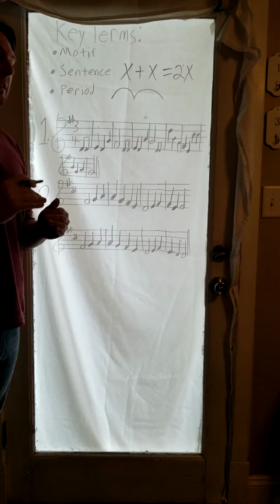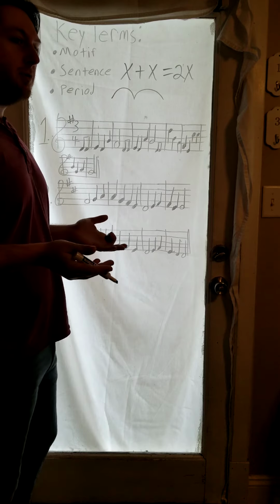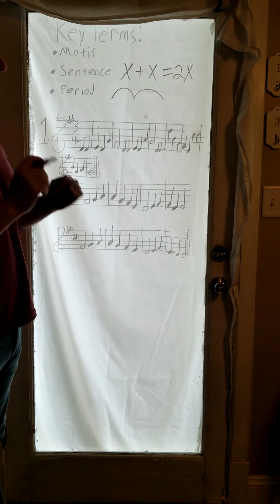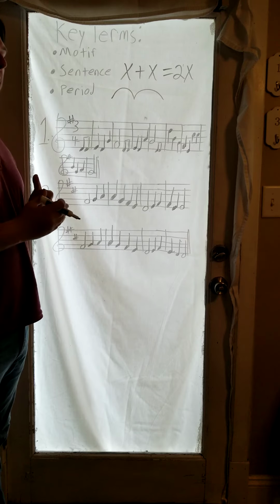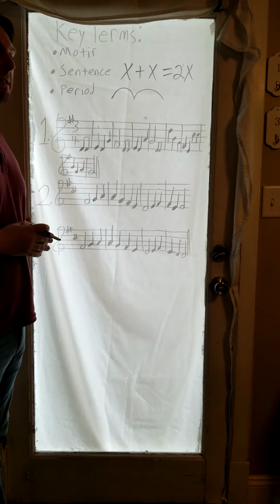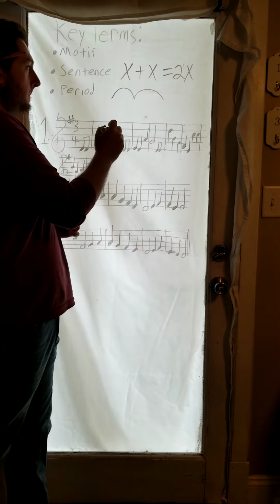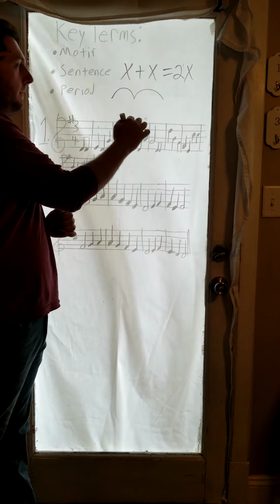Now the cadence is how many cadences? Two. Exactly. Two cadences. And this is very important about a period. Where do they have to be? How do they define the two cadences? There's one in between the antecedent and the consequent, and one at the end of the consequent. There's one right here, and then there's one at the end.